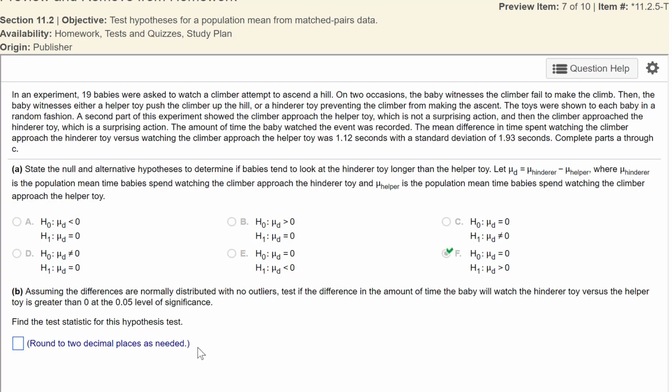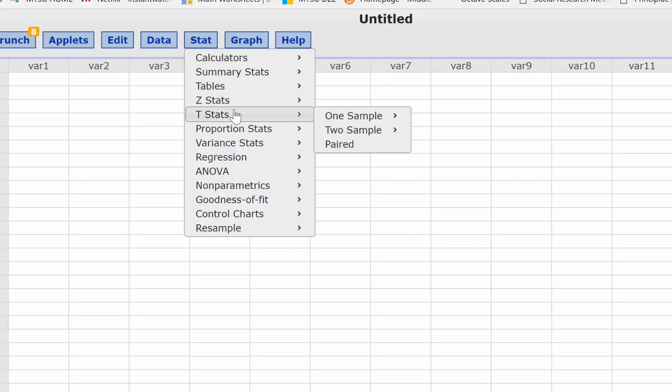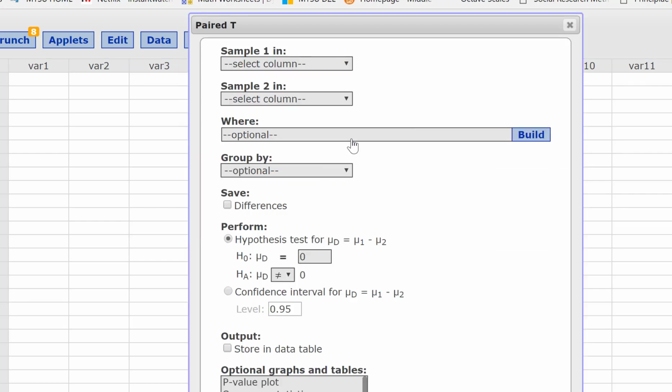Assuming the differences are normally distributed with no outliers, test if the difference in the amount of time babies will watch the hinderer toy versus the helper toy is greater than 0 at the 0.05 level of significance. Okay, we need to go run StatCrunch. We're going to go to Stat, T Stats. Now, there is something for paired here, but that's really if you have the data already, and we're just given summary statistics. In fact, we're already given the mean difference, so there's no need to select that.